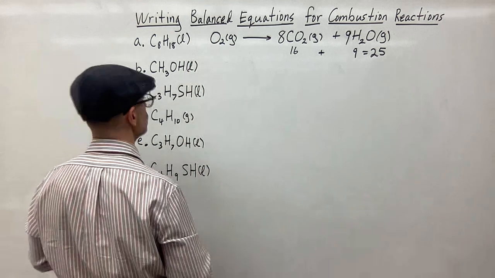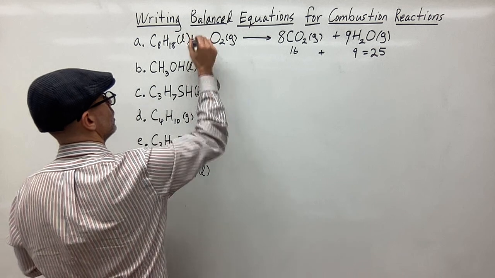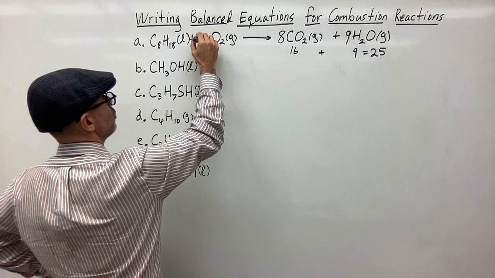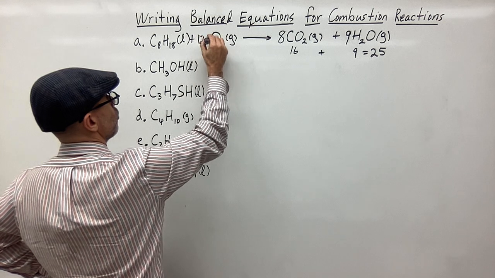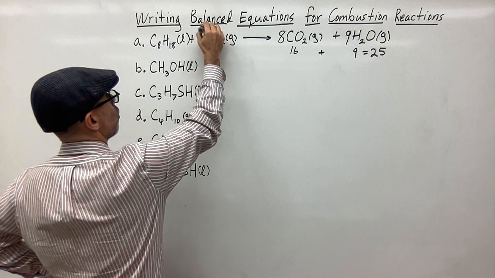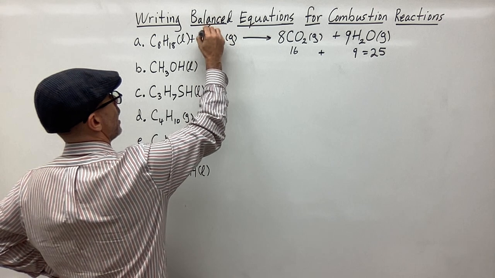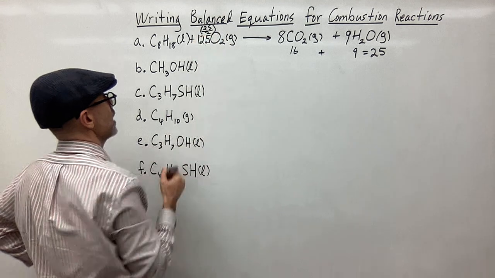So let me move this over so I can put that down. So I can put 12.5 or 25 halves, right? That would be the same thing.